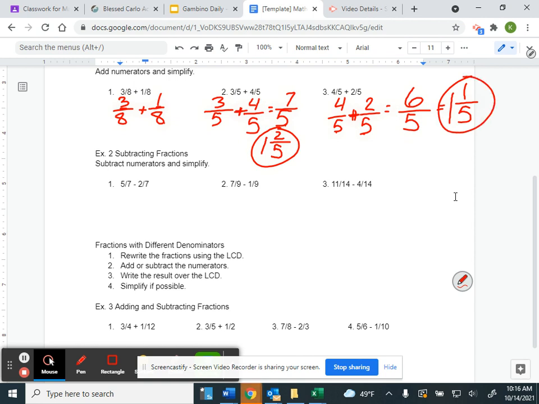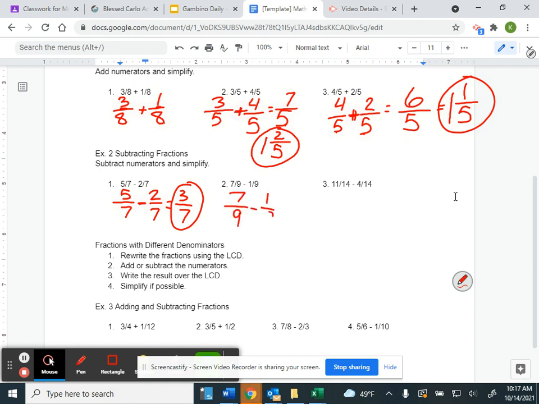Subtracting. Same first step. Okay, we need to make sure our denominator is the same. All of these have the same denominator. So we have 5/7 minus 2/7. Do the operation. 5 minus 2 is 3. Denominator stays the same. Am I done? Yes. I can't divide anything out to make it smaller. It is simplified.